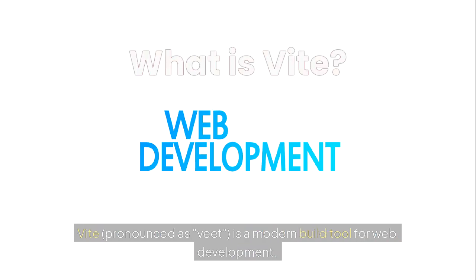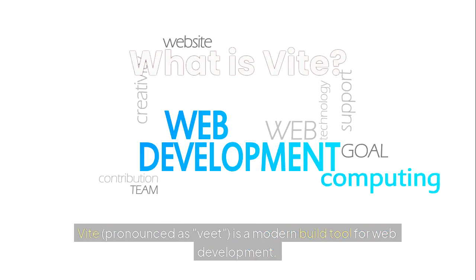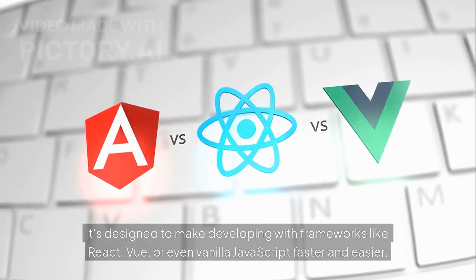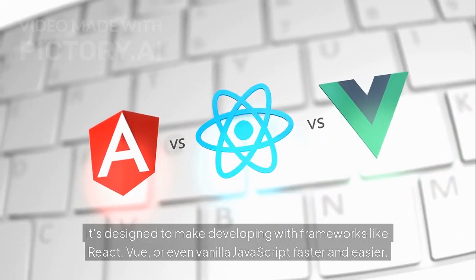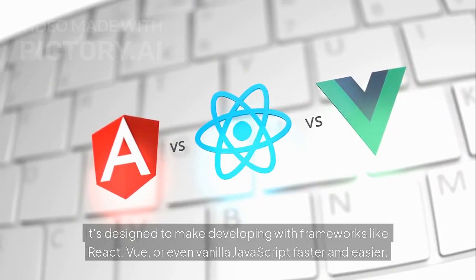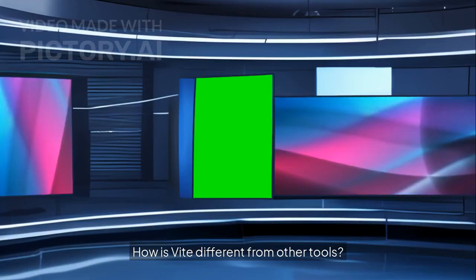Vite, pronounced "veet," is a modern build tool for web development. It's designed to make developing with frameworks like React, Vue, or even vanilla JavaScript faster and easier. How is Vite different from other tools?